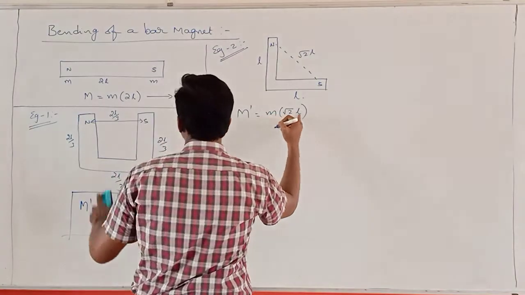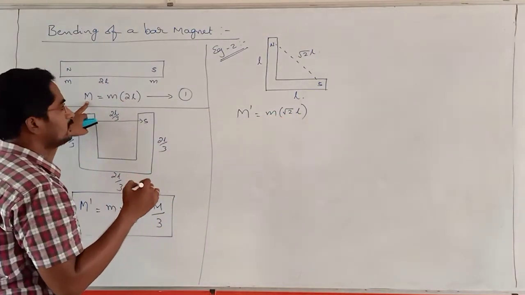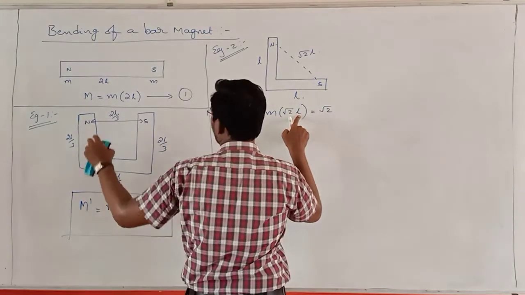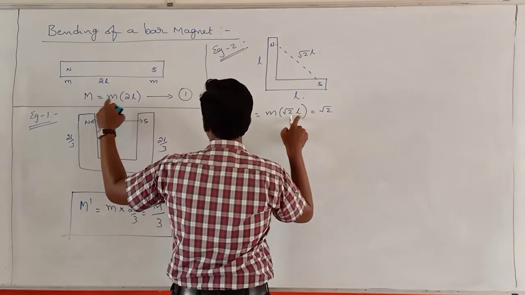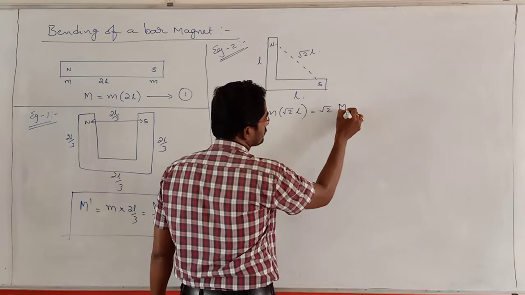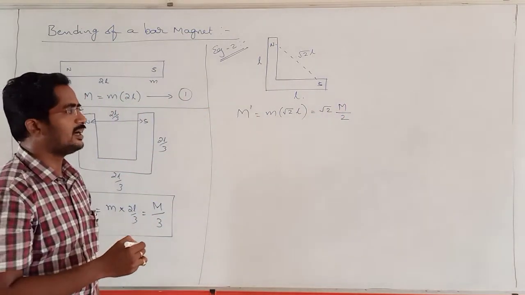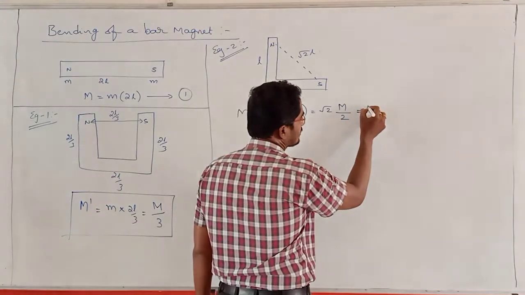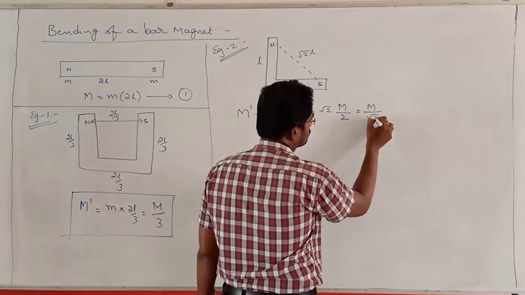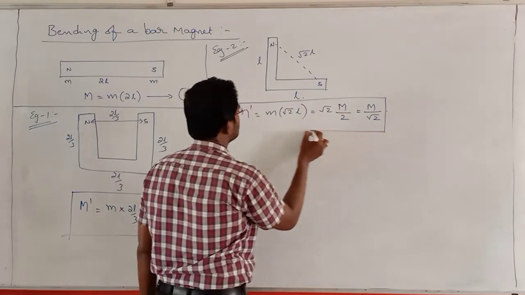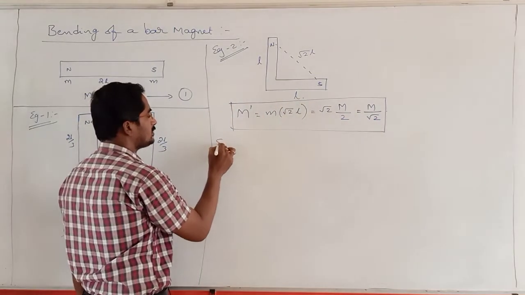So what is M into L value from 1, capital M by 2? That is written here. Actually root 2 into M into L, and M into L means capital M by 2. What we shall get? Finally we shall get the answer as M by root 2. This is the new magnetic moment after bending into this shape. Example 3.